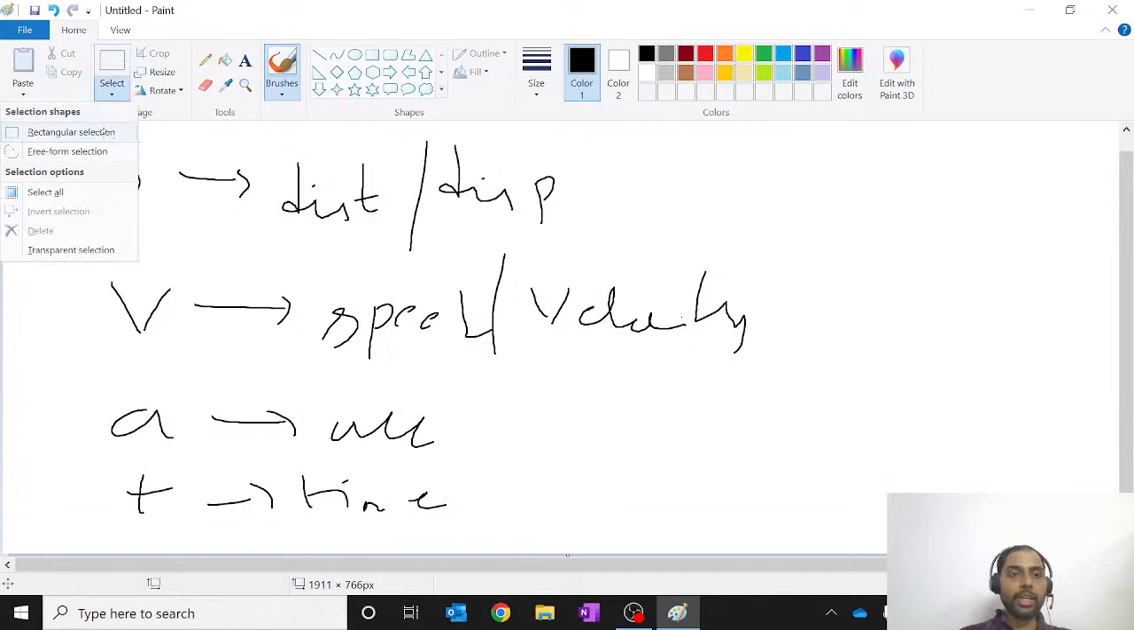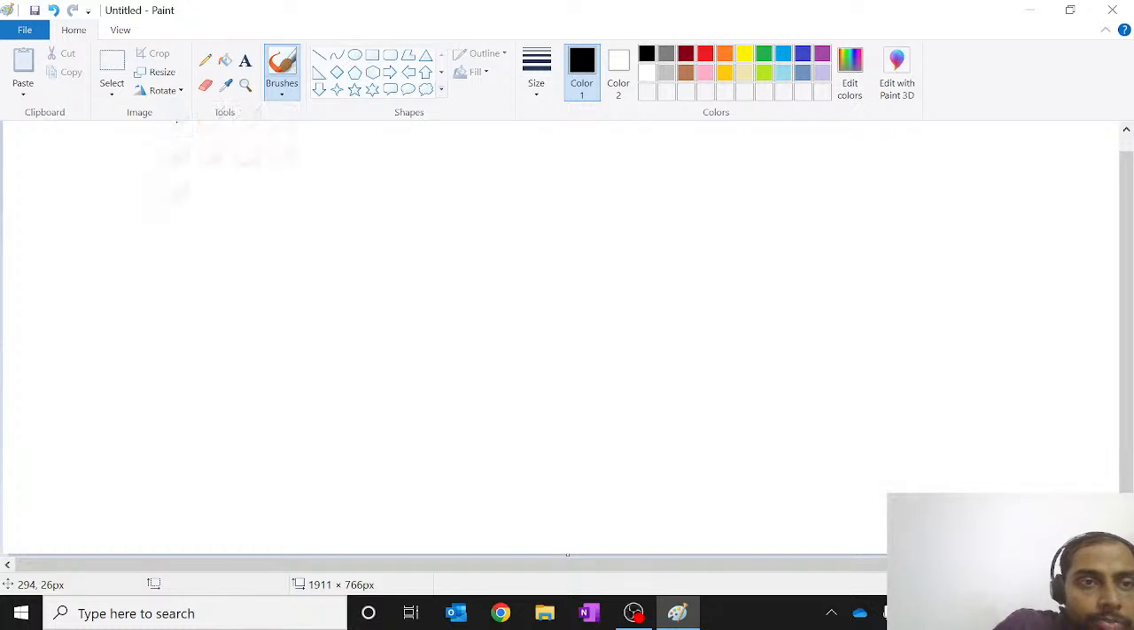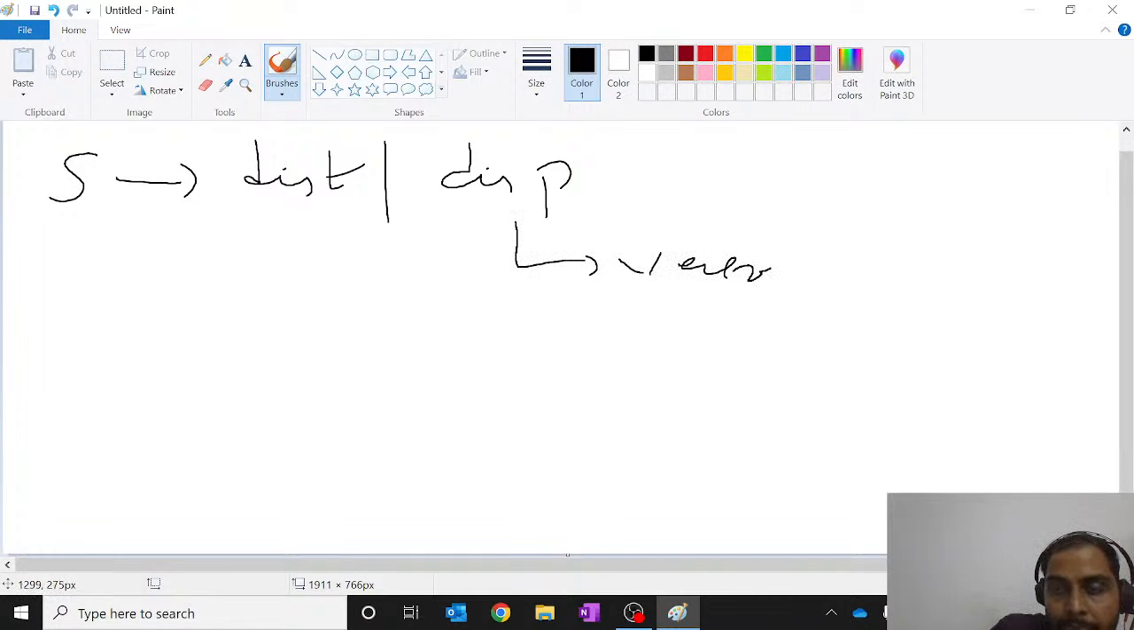Now let's start off with the first concept: distance or displacement. Now you all know the difference between distance and displacement. For your reference, let me recap it. Displacement is nothing but a vector. And one more thing, let me tell you.